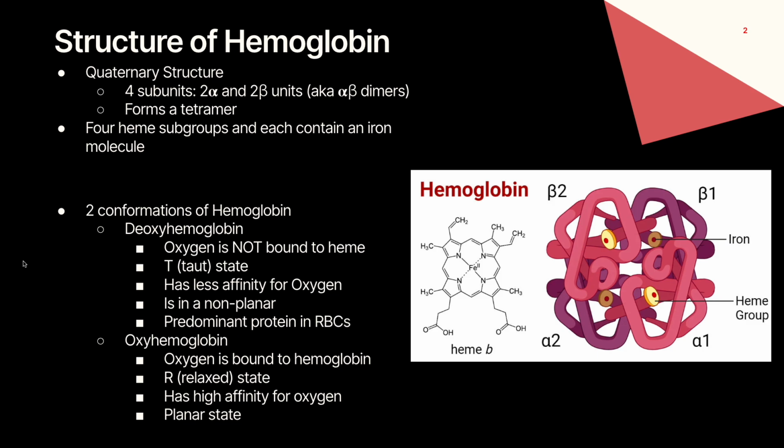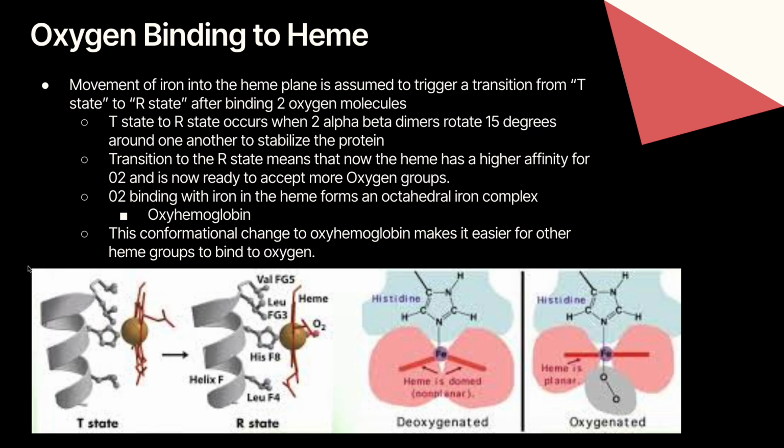Then we have oxyhemoglobin. This is the oxygenated state of hemoglobin. This is considered the R state. This has a high affinity for oxygen, and this is going to be in more of a planar state, which we'll talk about here next.